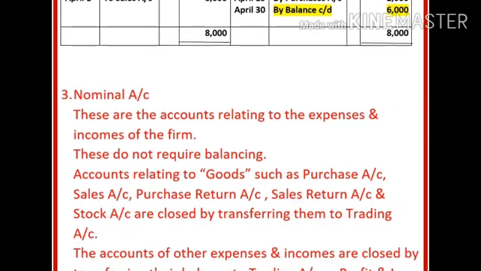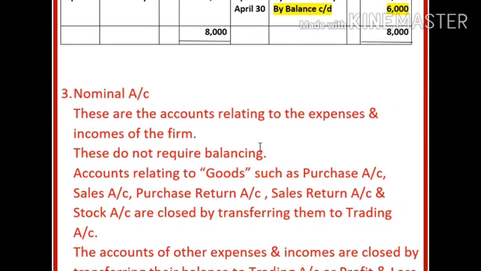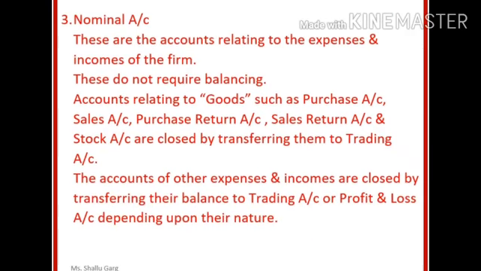Third type of account is the nominal account. That means the accounts relating to expenses and incomes of the firm. These do not require balancing, because expenses will show the debit balance, and incomes will show the credit balance. And secondly, nominal accounts at the year end will be closed directly by transferring their balance to the trading account or the profit and loss account, depending upon their nature.